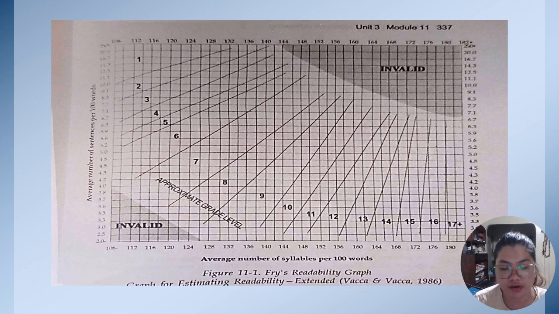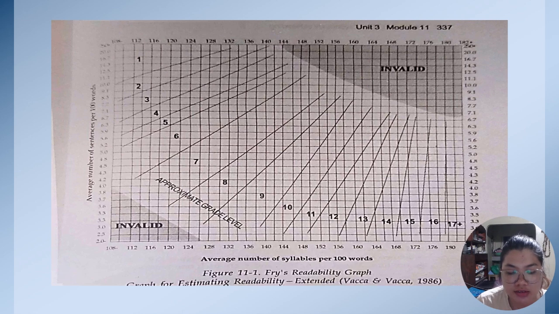On the left side of the graph is the average number of sentences per 100 words. As you examine the left to right side of the graph, you will notice the number of sentences ranges from 2 to 25, from long sentences to short sentences. If there are only two sentences in 100 words, each sentence is about 50 words long. Likewise, if there are 25 sentences in 100 words, each sentence is about 4 words long. If a 100-word selection has fewer than 2 sentences or more than 25 sentences, Fry's graph cannot be used.